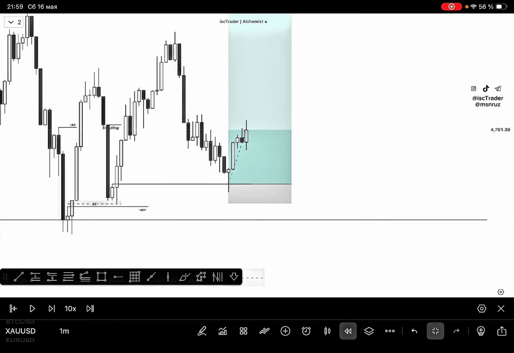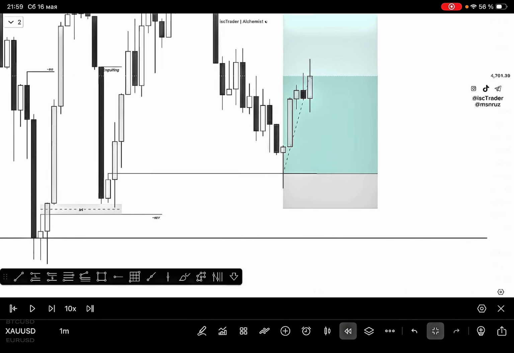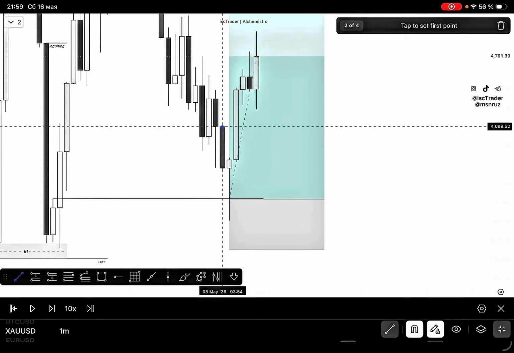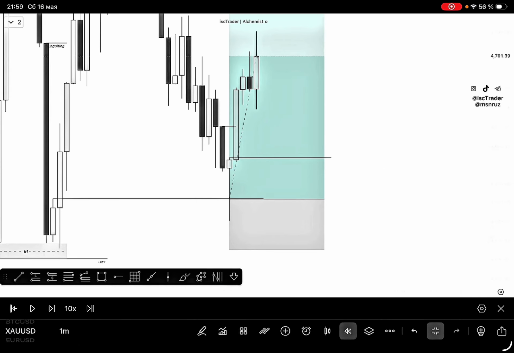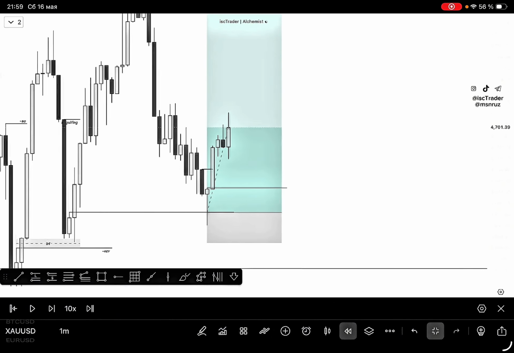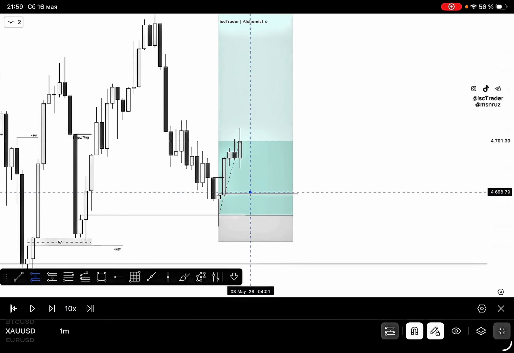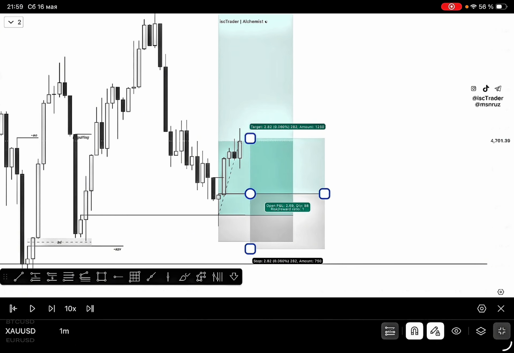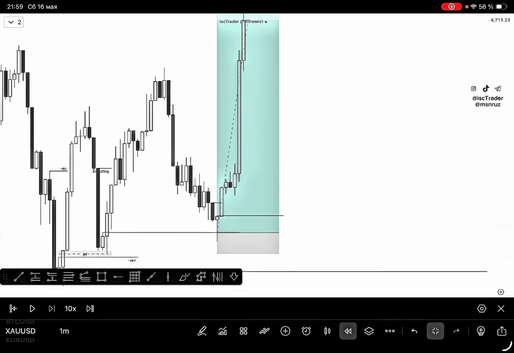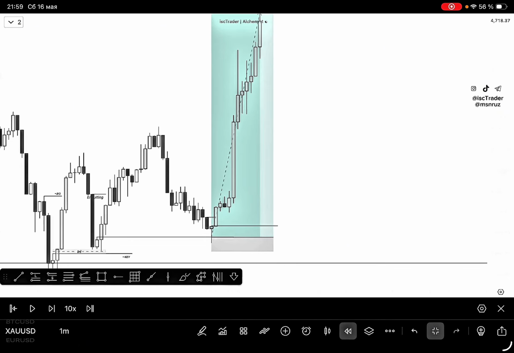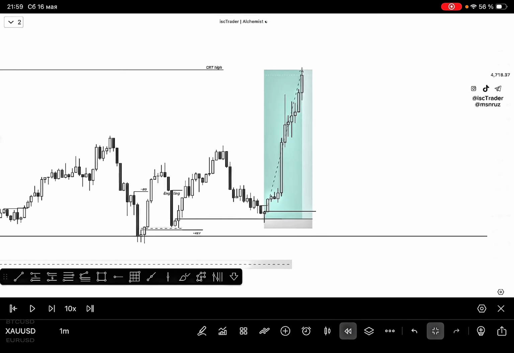It reached our zone. It gave a really good reaction. We had engulfing again right here. We have another order block. If you prefer, you can wait for an engulfing pattern to form and then enter the trade from the order block. It didn't reach the order block. Okay.